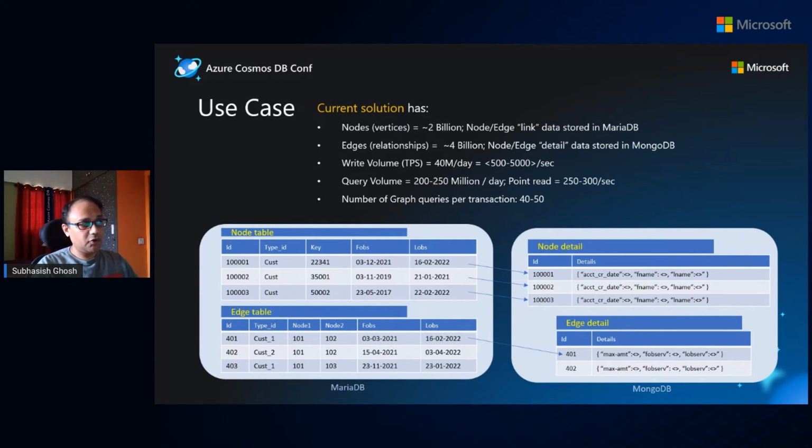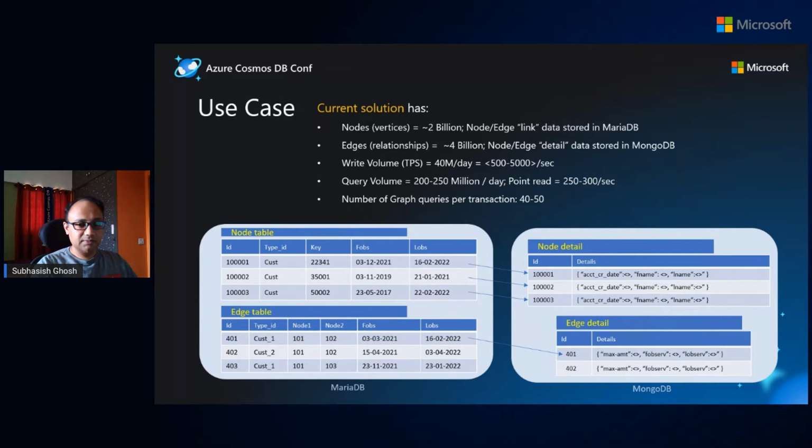But that's the write volume. The query volume is a mixture: mostly in-partition queries and some point reads, but also upserts. So it's more write heavy, but with some query volume as well, where you have some complex queries and a lot of point reads. The point reads were around 250 to 300 TPS, and the number of graph queries per transaction used to vary between 40 and 50.